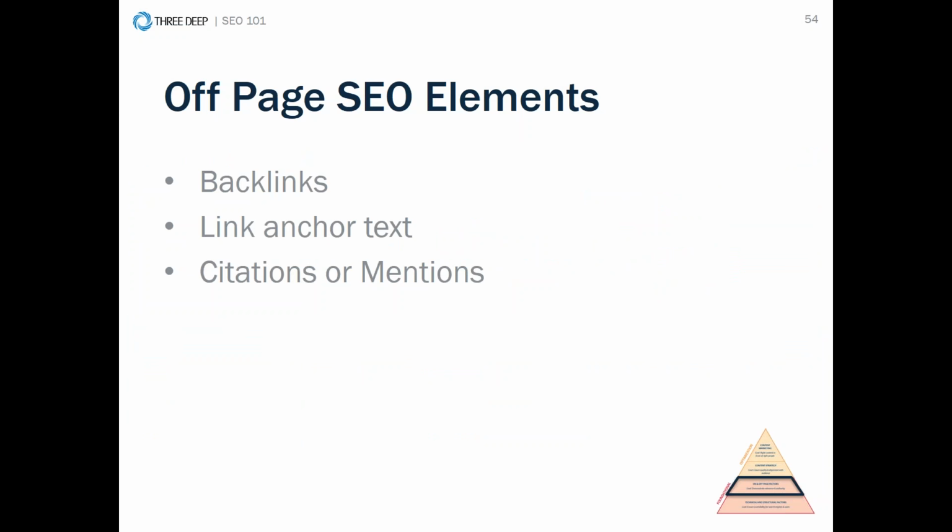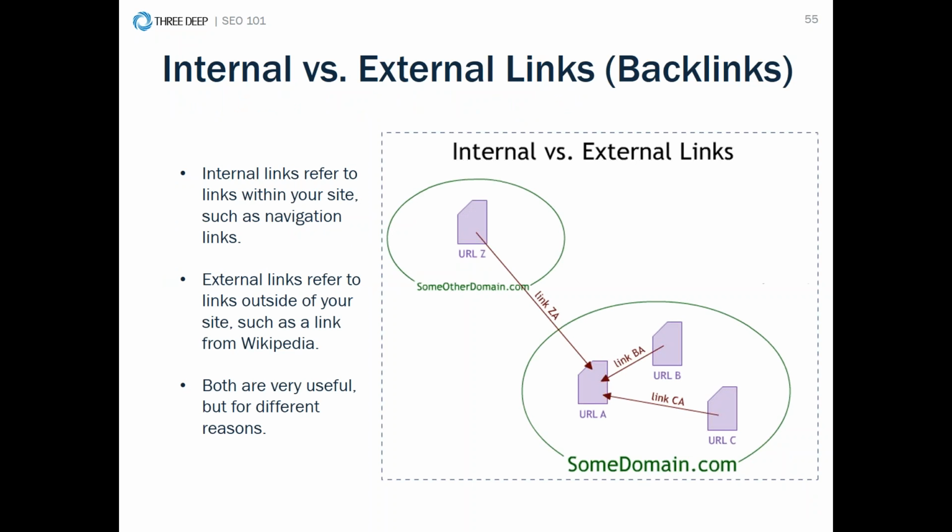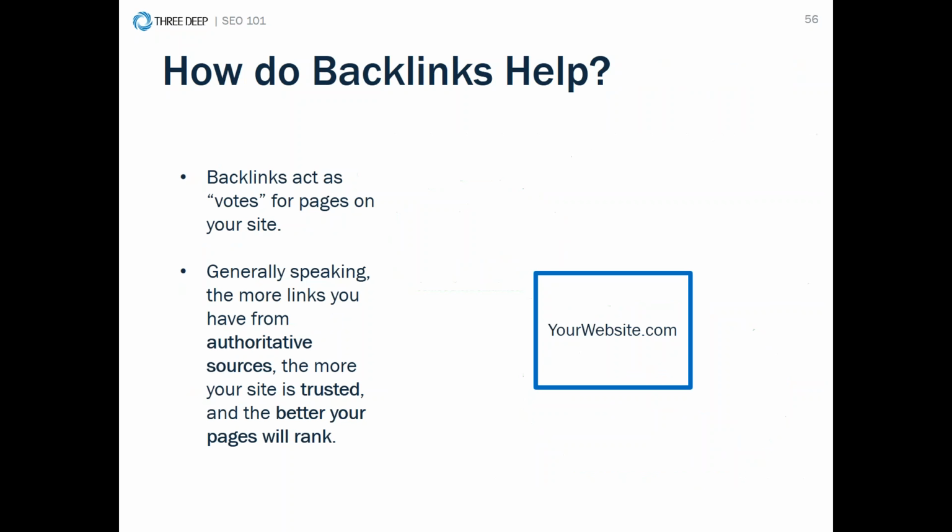All right, so we're moving off of the on-page to the off-page SEO elements. Some of the things that we're talking about here are backlinks, the anchor text of those backlinks, and then citations or mentions of your brand or website throughout the internet. So backlinks, what are we talking about? Well, there's two types of links when we talk about backlinks. There's internal and external. We're focusing here on the external backlinks because these are the links to your site from another site out there. They are both useful, but for different reasons, and for the reasons of off-page, we're looking at the external ones here.